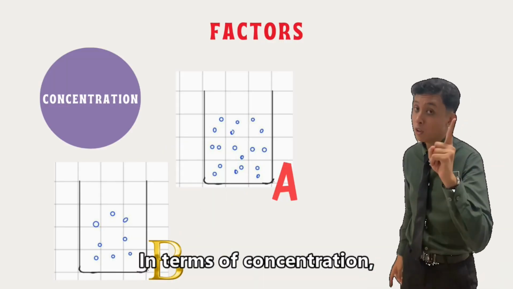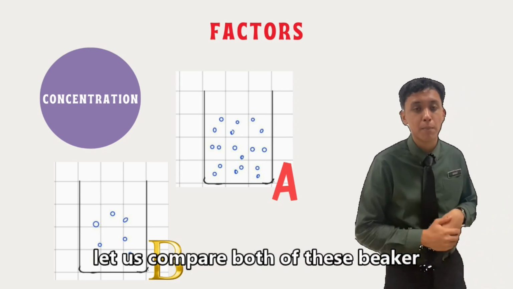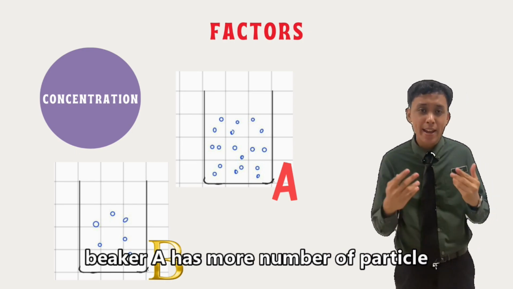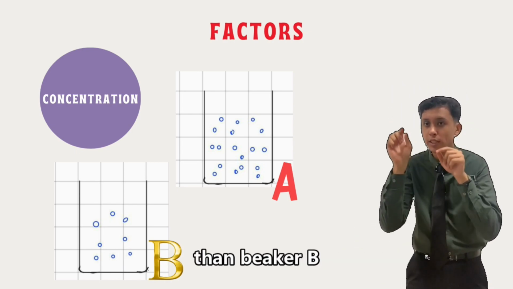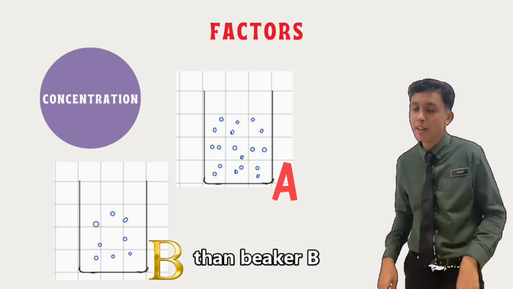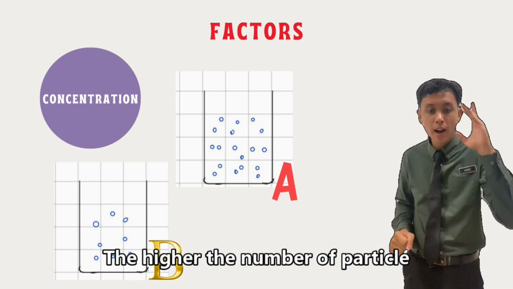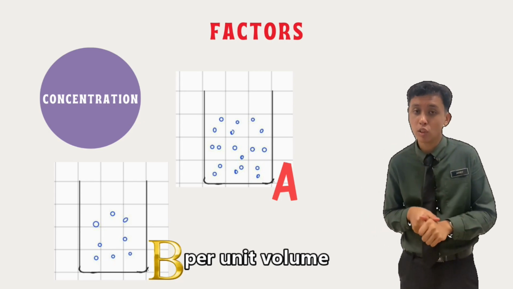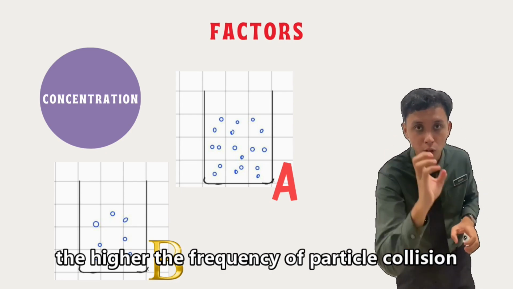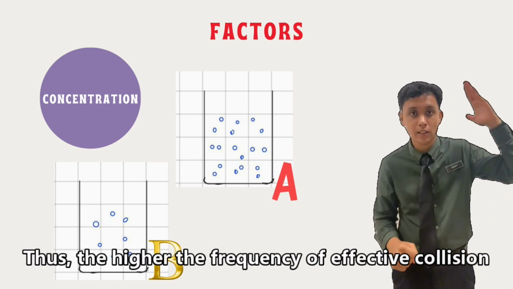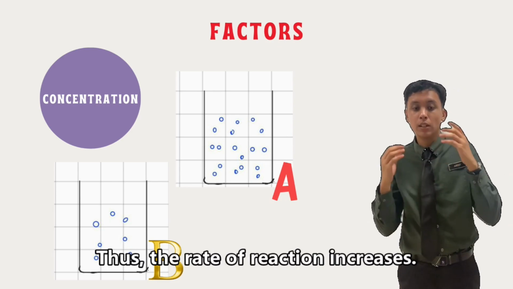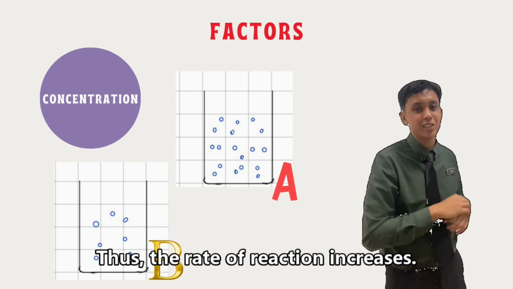In terms of concentration, let us compare both of these beakers, beaker A and beaker B. Beaker A has more particles than beaker B. Thus, beaker A is more concentrated than beaker B. The higher the number of particles per unit volume, the higher the frequency of particle collision. Thus, the higher the frequency of effective collision. Thus, the rate of reaction increases.